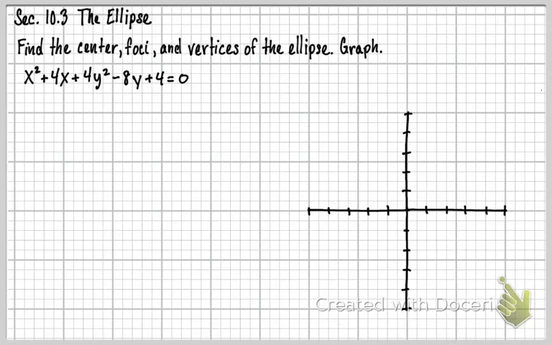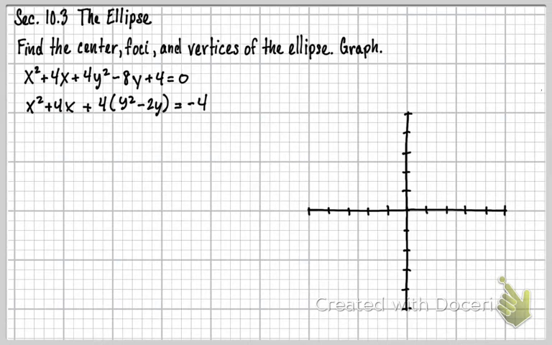So first off, I'm going to keep my x squared over here, plus my 4x. And then for the second piece here, this is a little more interesting. So I'm going to pull the 4 out. So I'm going to have a y squared minus 2y. And then that 4, I'm going to move to the other side. So hopefully that's okay for all you guys. If not, let me know. Get a hold of me.